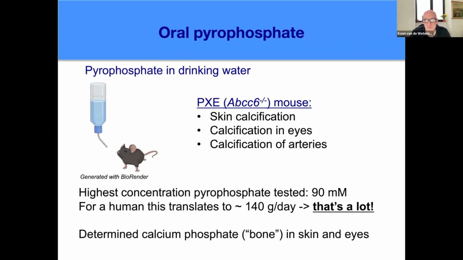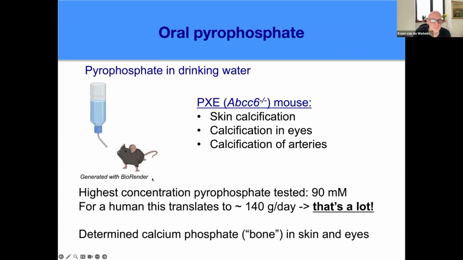So what we did, we used our PXE mice, so our animals that lacked ABCC6, because it's an excellent animal model for human PXE, because these animals have calcification in their skin, they have calcification in their eyes, and they have calcification in their arteries.